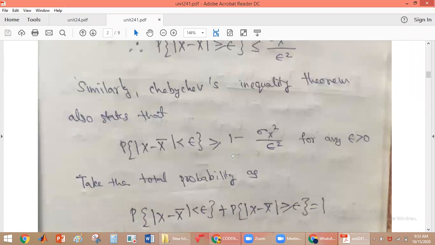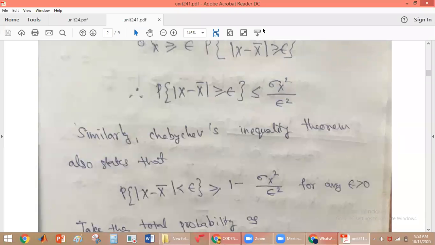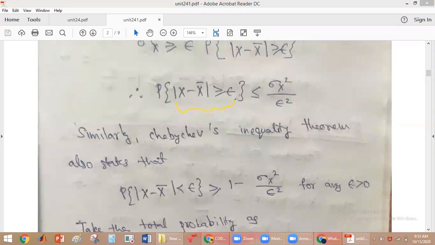Similarly, Chebyshev's inequality theorem also states the probability of |x minus x bar| less than epsilon. Here we have considered greater than or equal to epsilon. So what is the reverse of this? The reverse is less than epsilon. So less than epsilon will always be greater than or equal to 1 minus the probability of |x minus x bar| greater than or equal to epsilon. What is the probability of |x minus x bar| greater than or equal to epsilon here? It will be sigma x square by epsilon square, for any epsilon greater than 0.